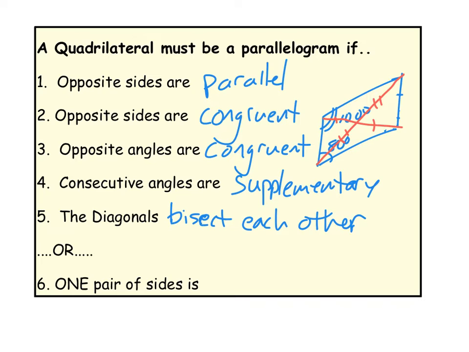And last but not least, we've got this unique one. If we have a quadrilateral, and we know one pair of sides is parallel, and we also know that these two sides are congruent, that would be enough to say that it's a parallelogram. So if one pair of sides is parallel and congruent, that would be good enough.